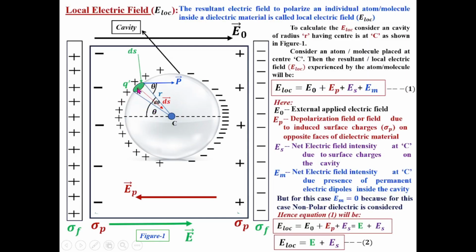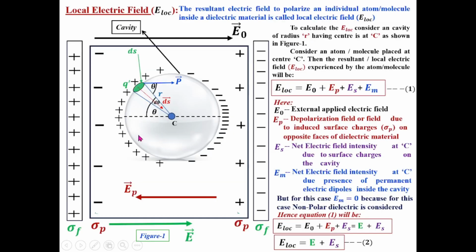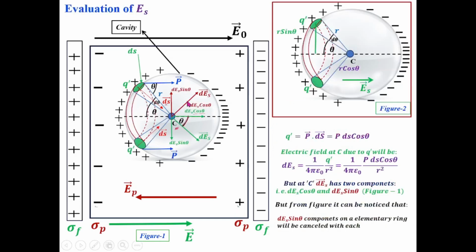Here you can see that this is the small surface dS we have been considering, and the dS direction is perpendicular to this surface, along this direction towards the center. This side is charged positive and this side is charged negative on this cavity, whatever we have discussed in this slide. Here you can see, on this side positive and on this side negative charge. Now we are going to discuss in detail how to find the value of Es.